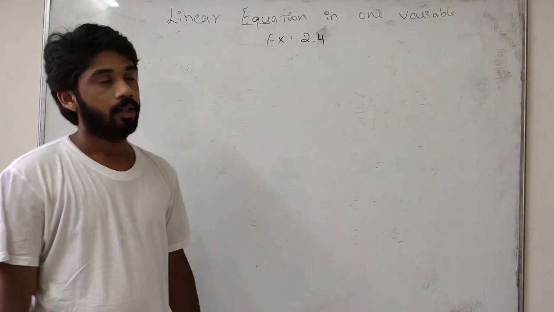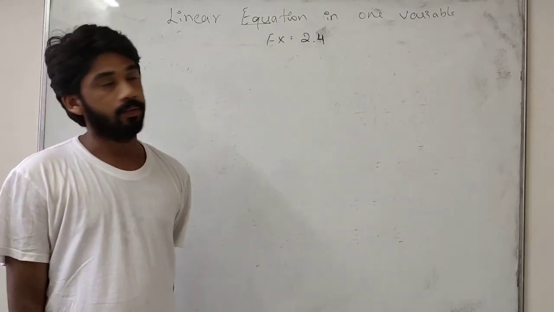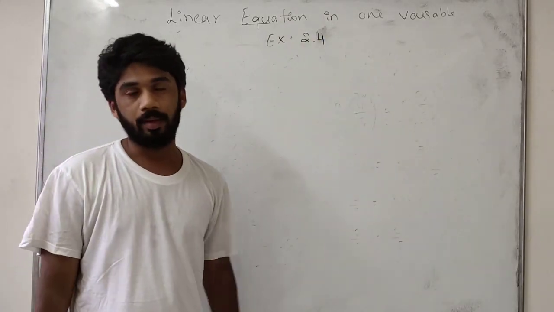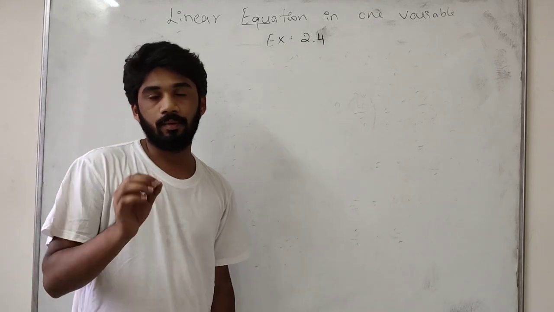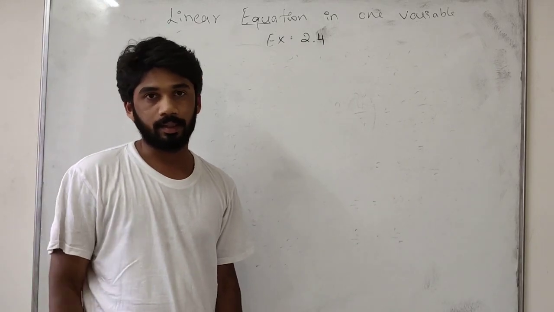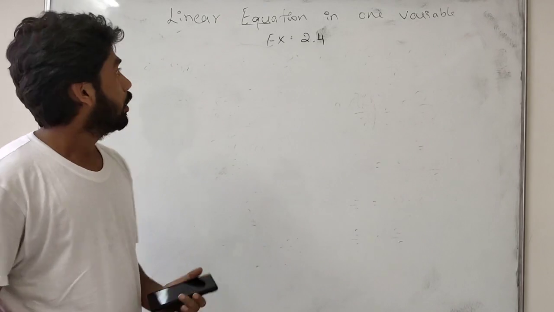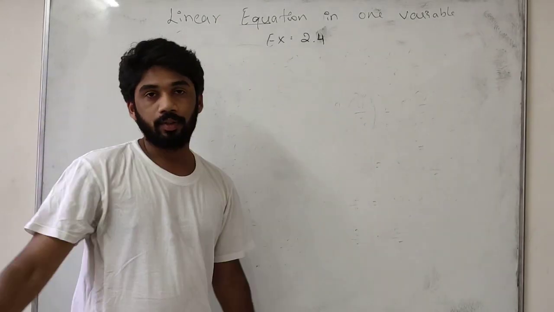In today's exercise, we are going to do exercise 2.4, linear equation in one variable. In exercise 2.4, there is nothing constant. It is a word problem based exercise. Okay students, today I am going to do exercise 2.4.